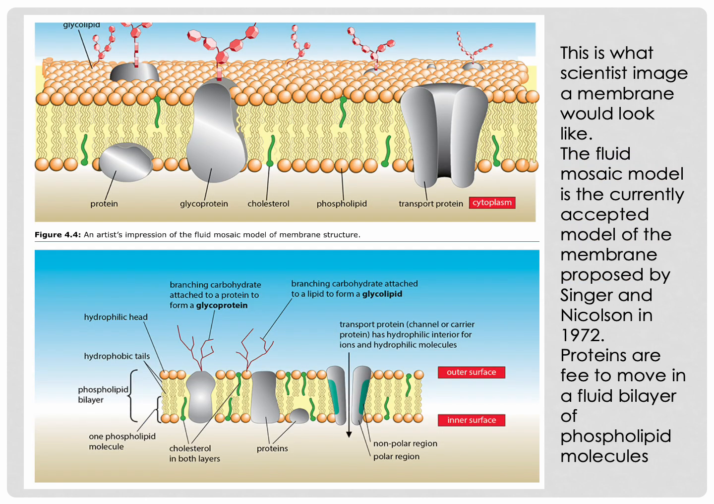This is what scientists imagine a membrane would look like. The fluid mosaic model is the currently accepted model of the membrane proposed by Singer and Nicolson in 1972. Proteins are free to move in a fluid bilayer of phospholipid molecules.